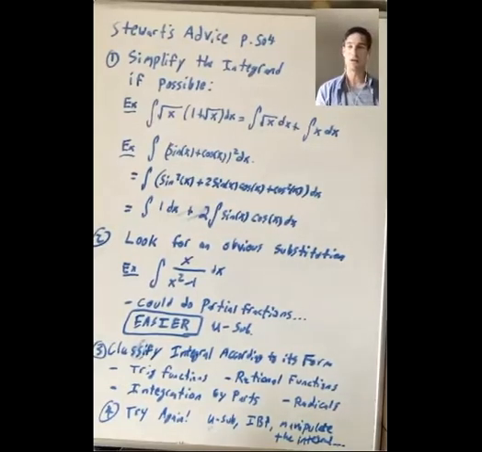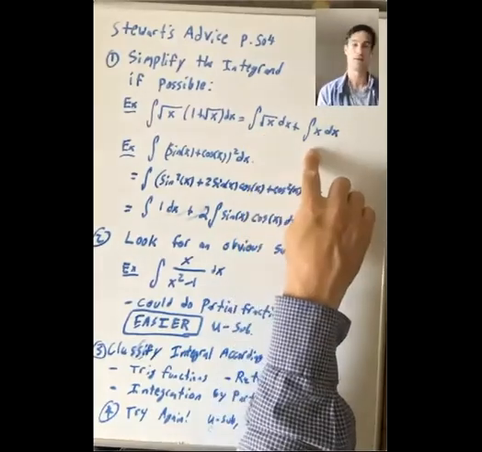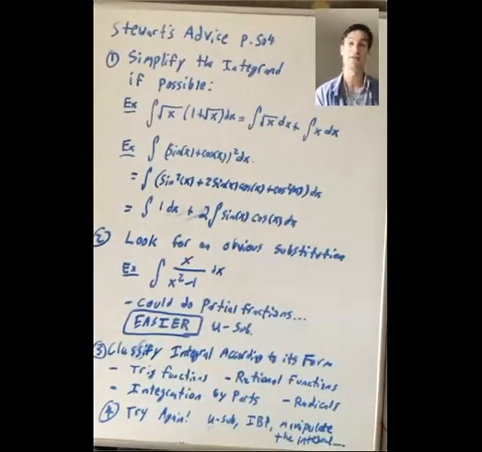And then you have the integral of a sum, and it's just the sum of the integrals. So you can turn this integral into the integral of square root of x plus the integral of x dx. And each of those pieces is pretty straightforward.